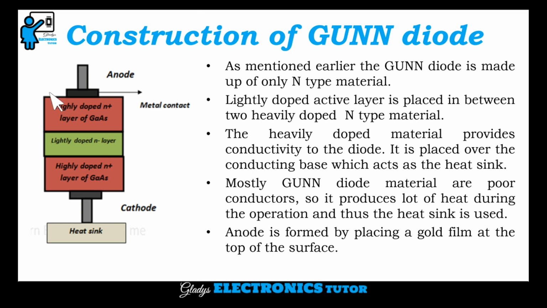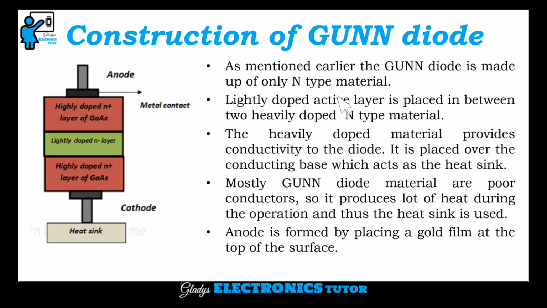This is the construction of Gunn diode. So as mentioned earlier, the Gunn diode is made up of only N-type material. So here is the highly doped N plus layer of gallium arsenide. This is the lightly doped N layer and this is the highly doped N plus layer of gallium arsenide and this is the heat sink, and these are the terminals, anode and cathode.